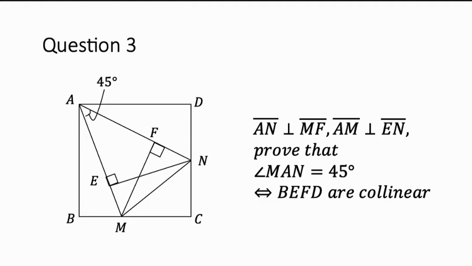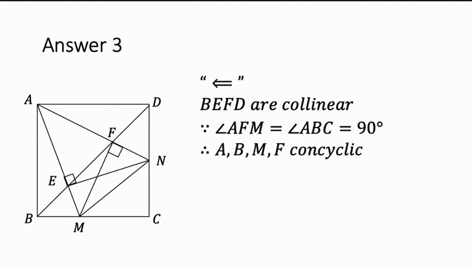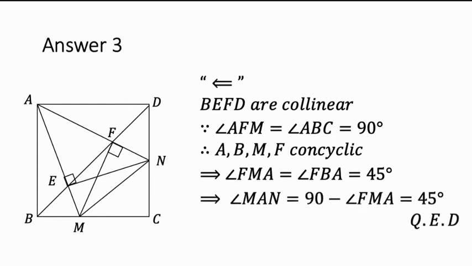So we'll first try to prove this from right to left, where we know that B, F, D are collinear. First notice that because the angle AFM equals ABC equals 90 degrees, this means that A, B, and F are concyclic. From this, we can get that the angle FNA will be equal to FBA, which in this case will be equal to 45 degrees. We can further derive that the angle MAN equals 90 degrees minus the angle FMA, which is just 45 degrees, and this is how we prove it from right to left.